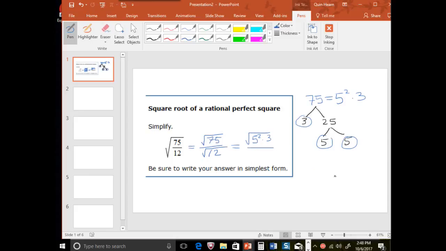And then for 12, 12 can be thought of as 3 times 4, and of course 3 is prime, but 4 is not. But 4 is 2 times 2, which 2 is prime as well. Remember, prime just means divisible by itself and 1. 2 is actually the only even number that's prime. All the other even numbers are divisible by 2, so they're not prime. In any case, we're going to have 2 squared times 3. So we have the square root of, instead of 12, we're going to think of it as 2 squared times 3.